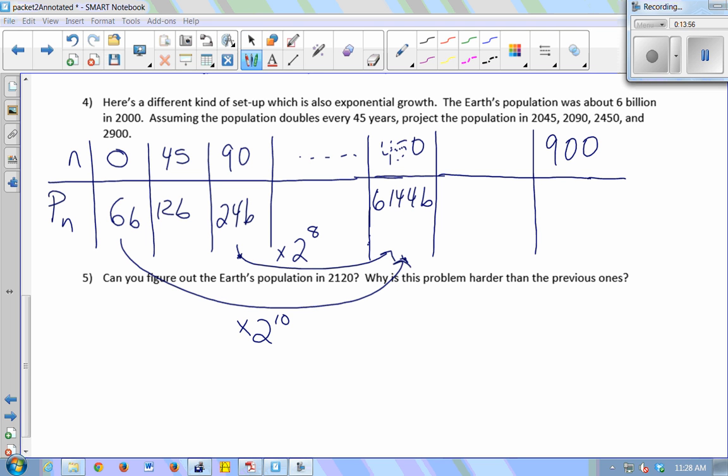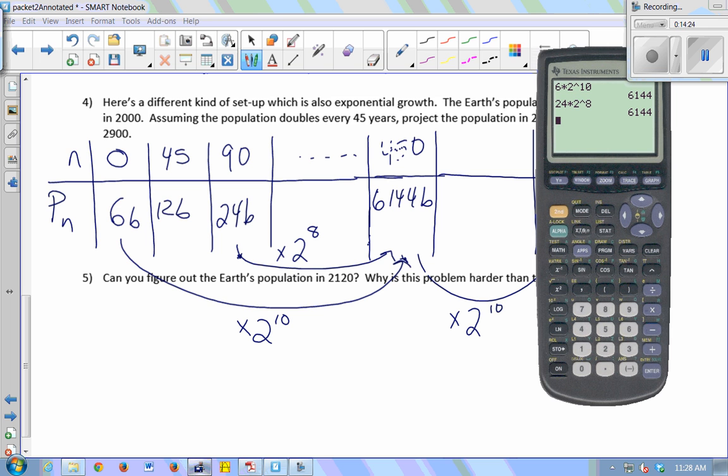I could take my population in the year 2450, and I would say, okay, 450 years have passed from 2450 to 2900. How many sets of 45 years is that? 10. So for every set of 45 years, the population doubles, so I'm going to have to double 10 times. So I would multiply by 2 to the 10th here. So that 6,144 billion multiplied times 2 to the 10th.